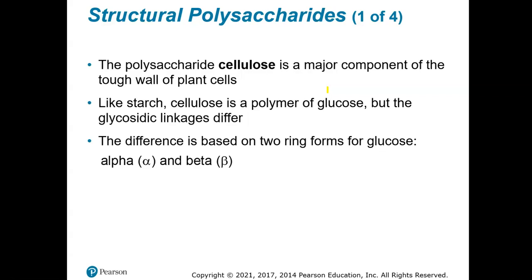Plant cell walls are made of a polysaccharide called cellulose. So the cell wall is outside of the plasma membrane. You may remember that from lab. The cell wall is outside the plasma membrane. We labeled that in the onion cell. So that cell wall in plants is composed of cellulose, which is also a polymer of glucose.